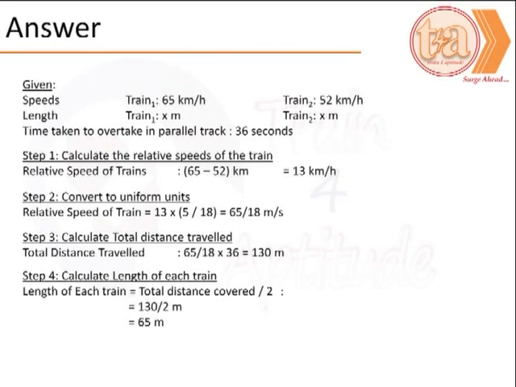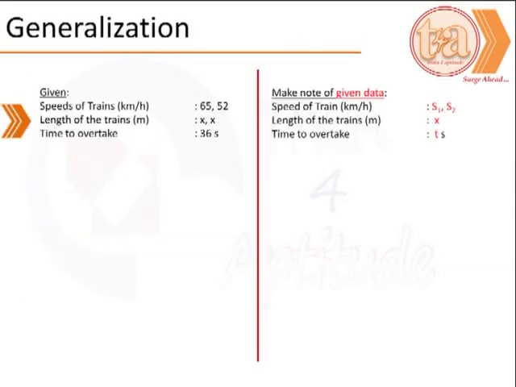The next step is to get it to the uniform units. And in this case, we are not oversimplifying it and we would just keep it to 65 by 18 meters per second. The next step is to calculate the total distance that the train has covered at this speed, which is nothing but 130 meters. Given that the total distance covered by the train is nothing but 2 times its length, the actual length of each train would be 65 meters.